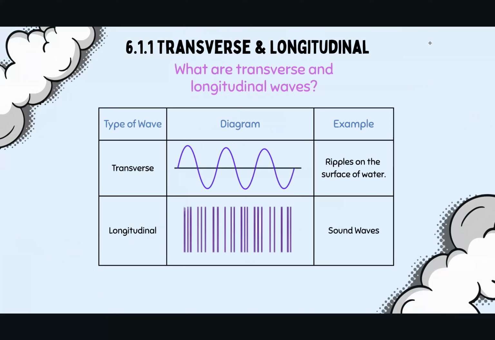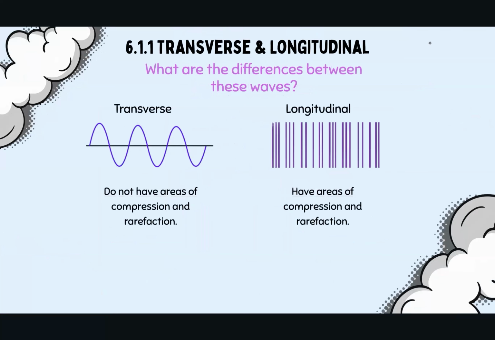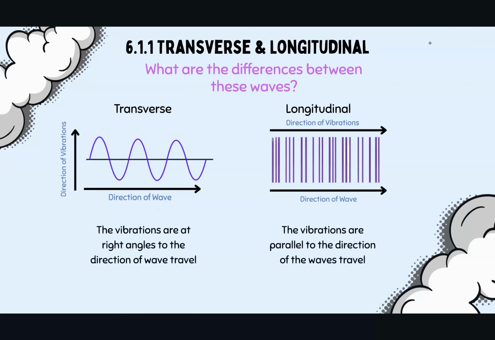So an example of a transverse wave is a ripple on the surface of water, and sound waves are examples of longitudinal waves. Transverse waves do not have areas of compression and rarefaction. Longitudinal waves do have areas of compression and rarefaction. In a transverse wave, the vibrations of the particles are at right angles to the direction of the wave.